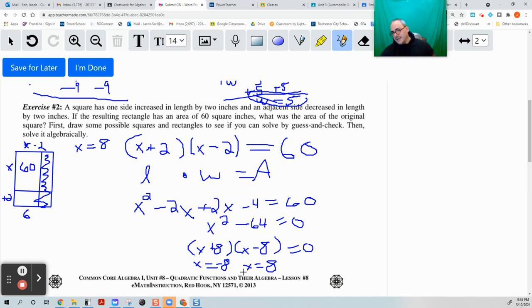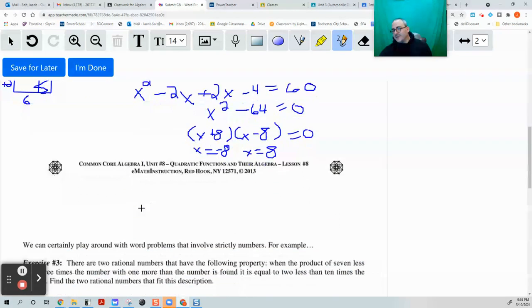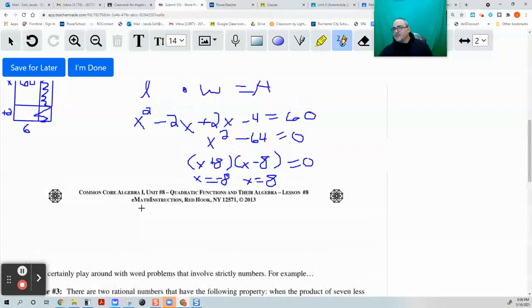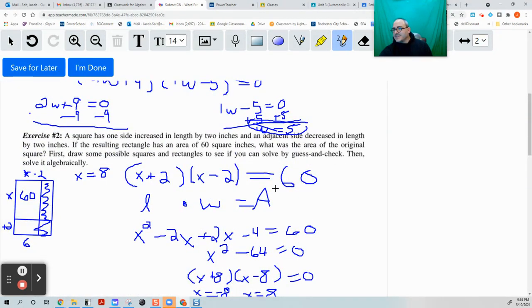Woo! It's not so bad, actually. It's harder to talk about than to actually get it done. All right. Did I do everything? Yeah, we solved it algebraically.